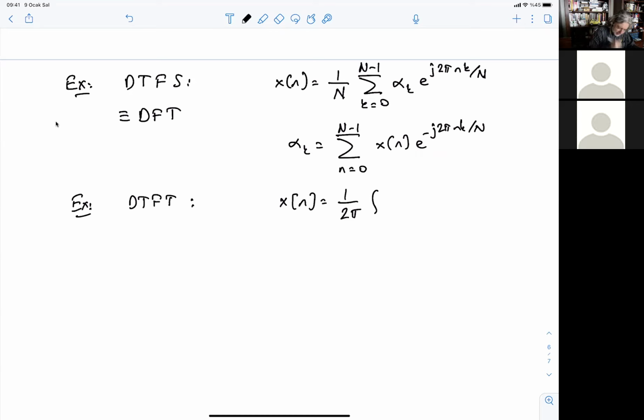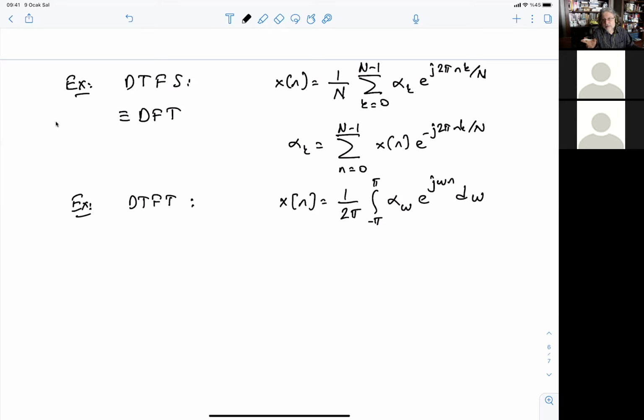So this integral is either from minus pi to pi or from 0 to 2 pi with a duration of 2 pi, actually. Let's say from minus pi to pi as one example. Alpha of omega, I put it in the subscript, but it doesn't need to be. It could be well inside the parentheses, which is essentially the Fourier transform, e to the j omega n d omega. So this kind of a representation of a discrete time signal is available to us, and it's in the form of an integration.